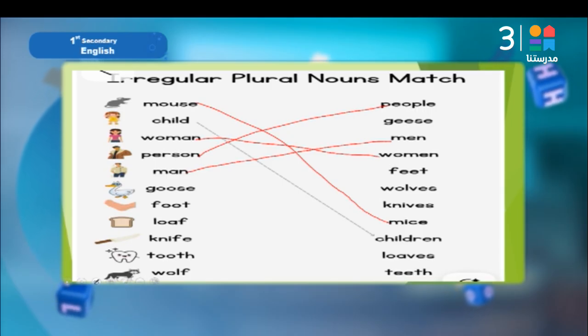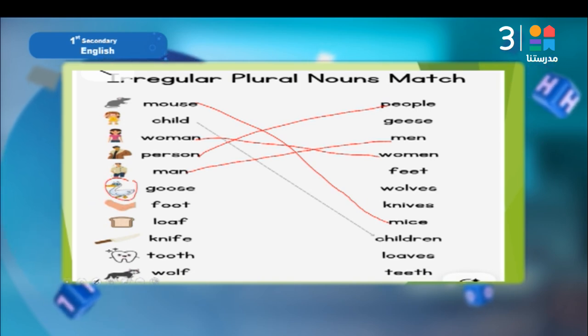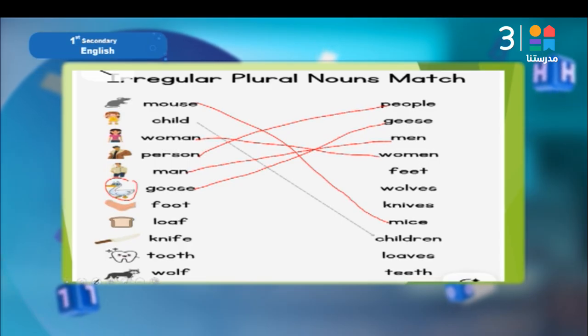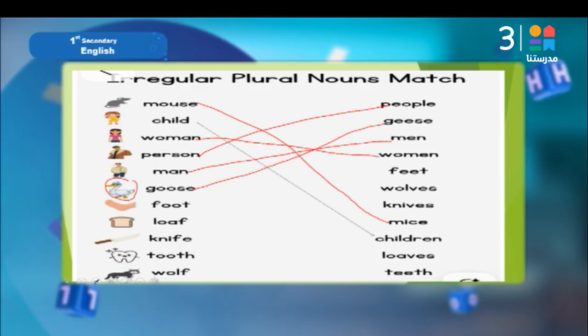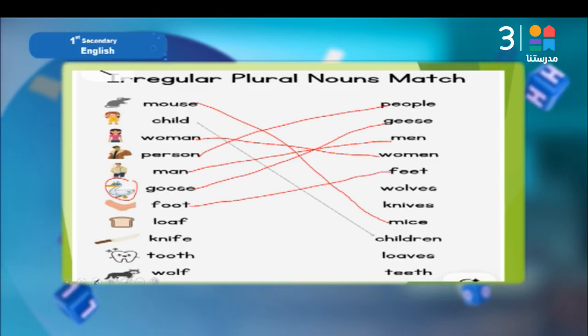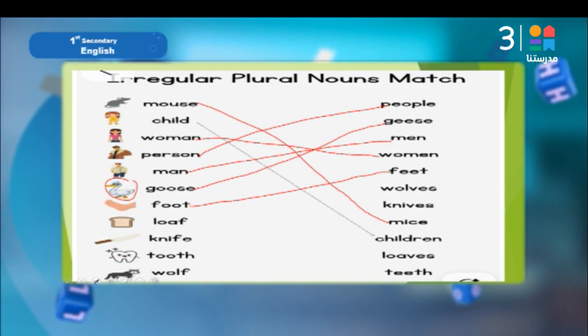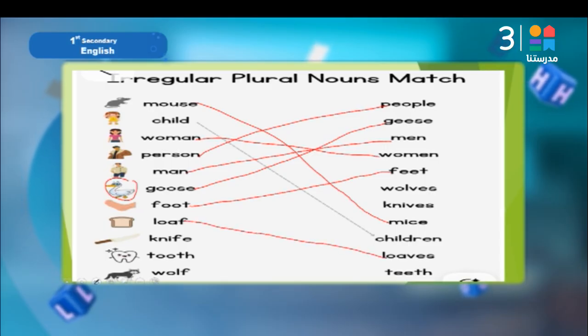Goose. Can you see what it means from the picture? Here, can you see the goose? Yes, what's the plural? Geese. Do you see? We are just playing. Foot, we did it before. What can you see? Feet, well done. Loaf, can you see the loaf? Oh, loaf is here. Loaves, well done, you nailed it.